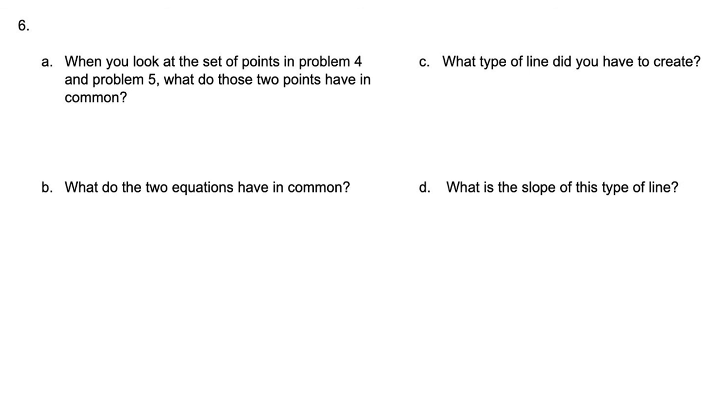And finally, for question 6, you're going to do the same thing as you did for question 3, looking at what the 2 points have in common, looking at what the 2 equations have in common, what type of line, horizontal or vertical, did you create, and what is the slope of this type of line. And you can do that using specific points from either question 4 or 5.